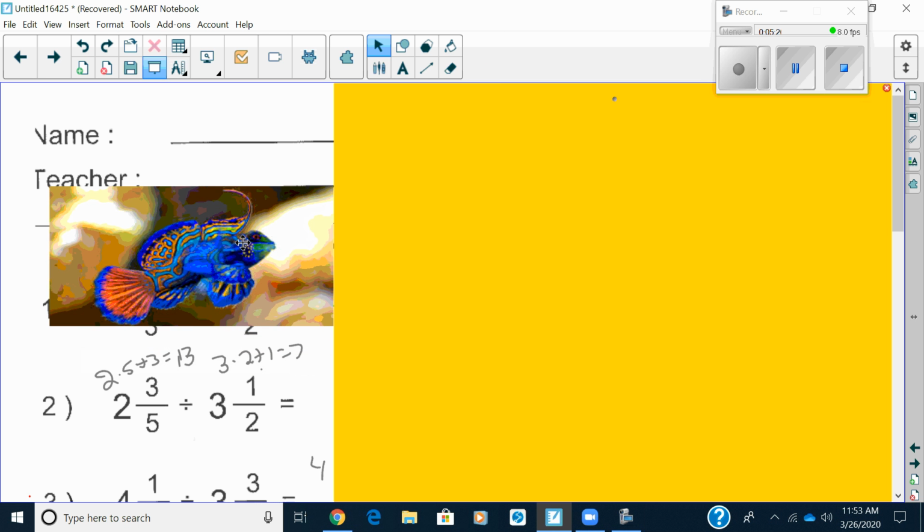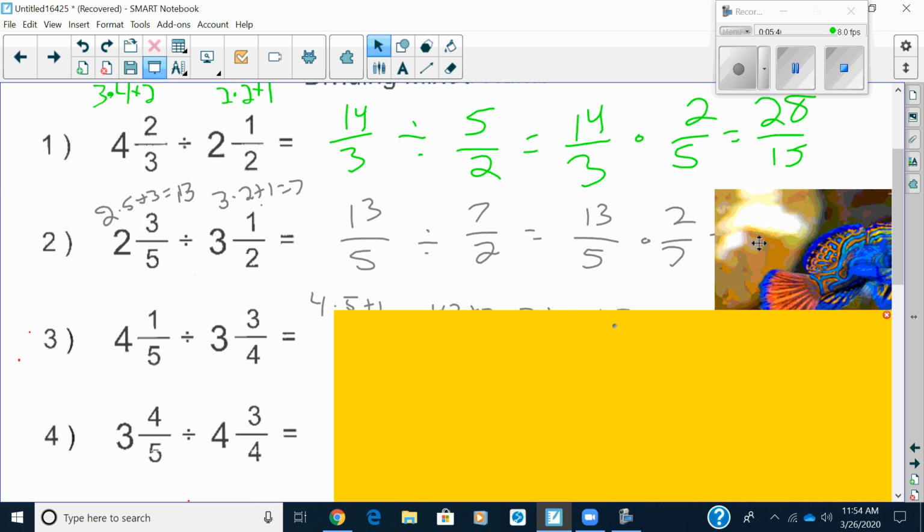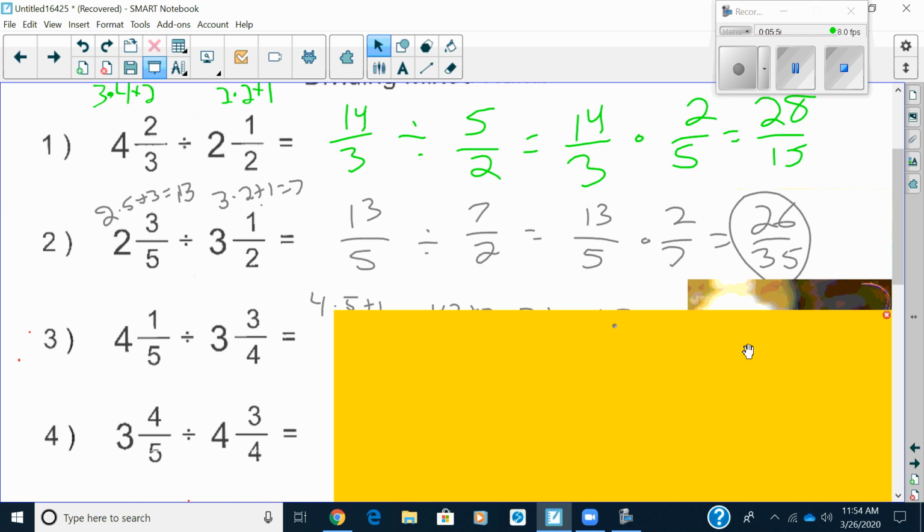Okay, let's see what I did. I did 2 times 5 plus 3 is 13. 2 times 3 plus 1 is 7. The denominators stay the same. They don't change. And this is what we get, 13 over 5, 7 over 2. Stay, change to multiplication, reciprocate. When you multiply, it's 13 times 2 and 5 times 7, 26 over 35.